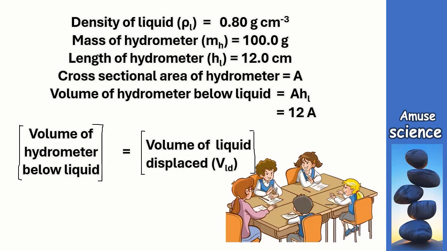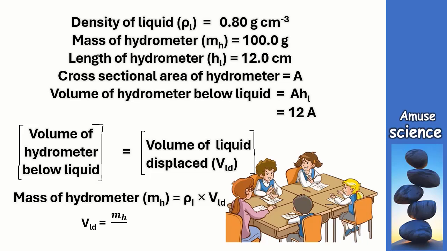Now let's use this relation to find the volume of the liquid displaced. That is, the mass of the floating hydrometer is equal to the density of the liquid multiplied by the volume of the liquid displaced. And this is a relation that we established in our previous tutorial. So now let's make the volume of the liquid displaced the subject. We are going to get the volume of liquid displaced is equal to the mass of the hydrometer divided by the density of the liquid.